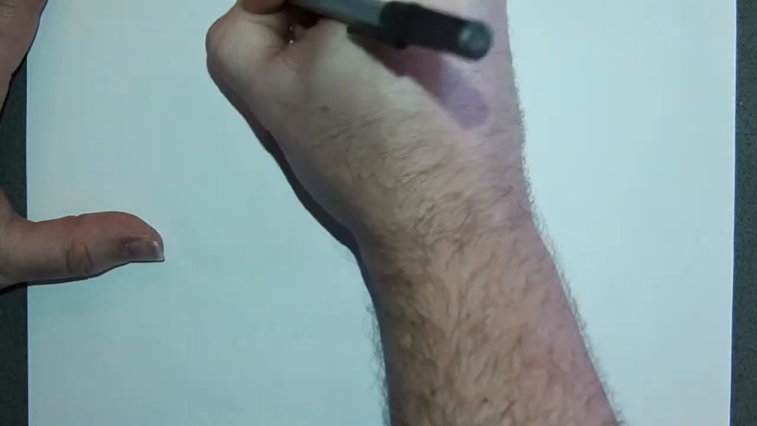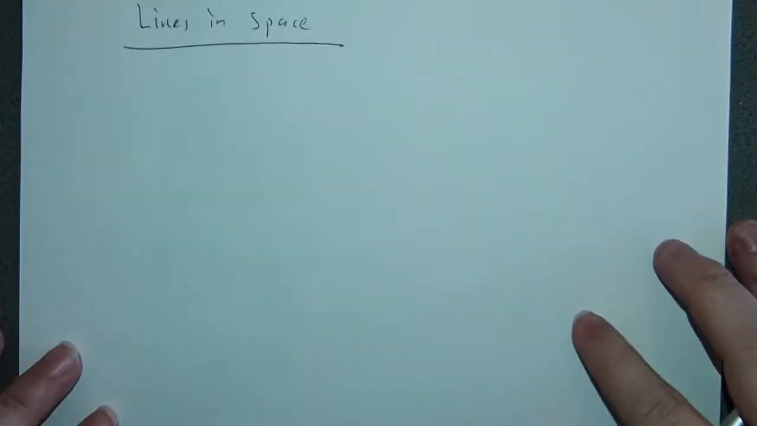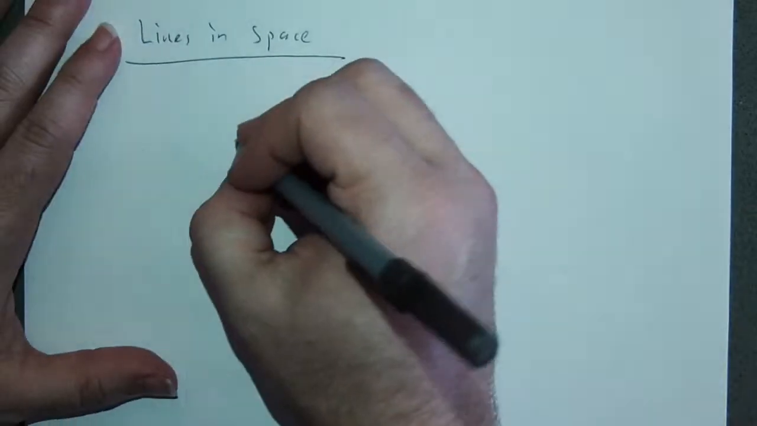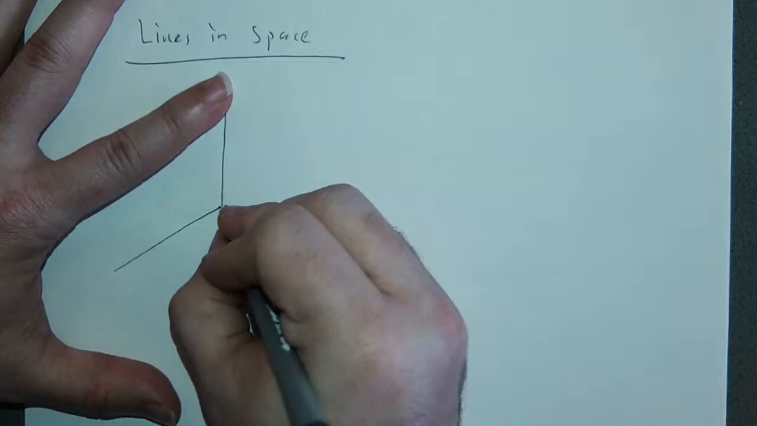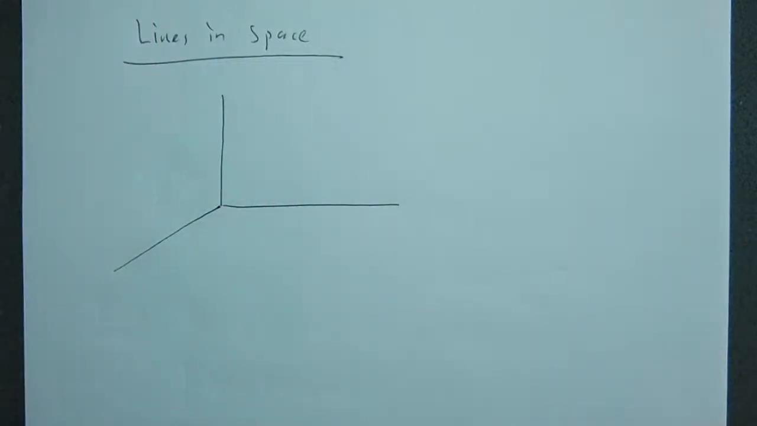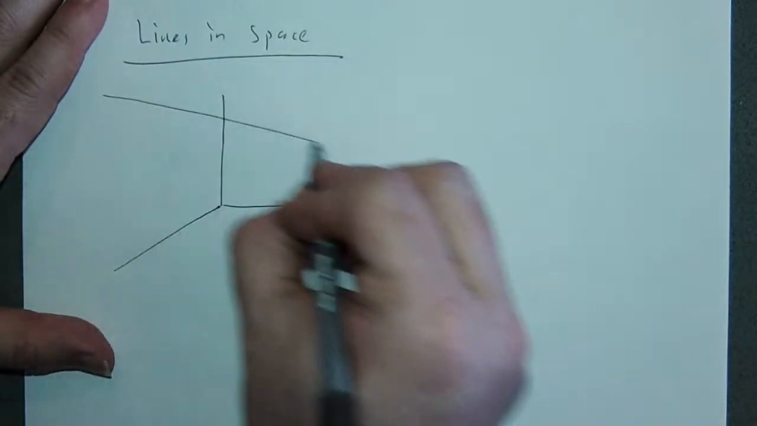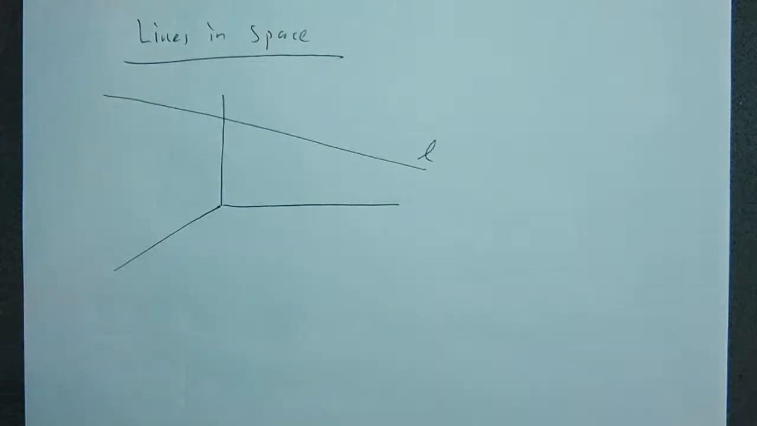So lines in space. Okay, so what does the picture look like? Oh, I'm off camera again. What does the picture look like here? So I have a line L cutting through space like this.